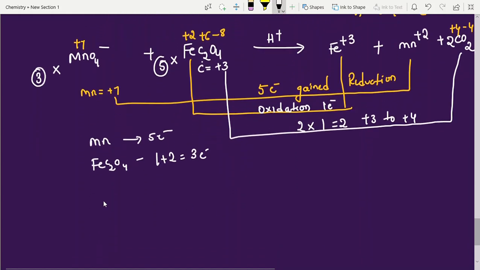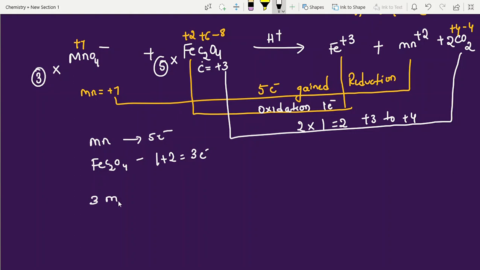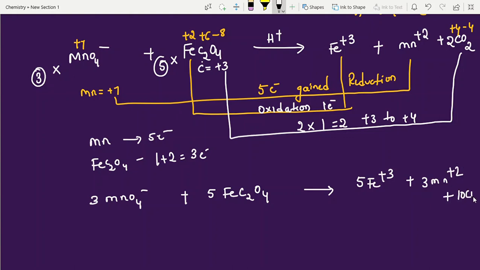Now balance this one first. 3 MnO4 minus plus 5 FeC2O4 gives rise to 5 Fe3+ plus 3 Mn2+ plus 10 CO2, right? That's it. Now go back to the question.